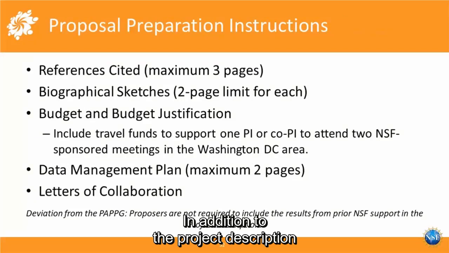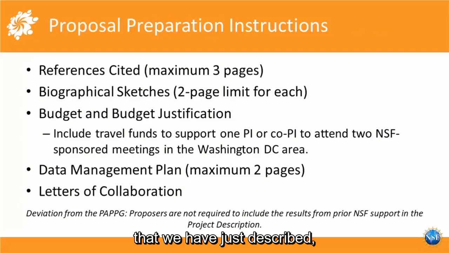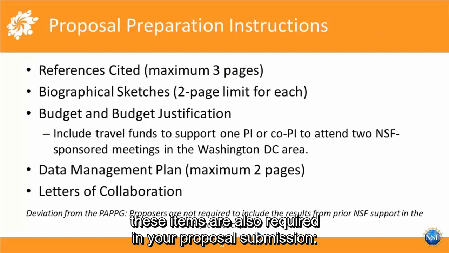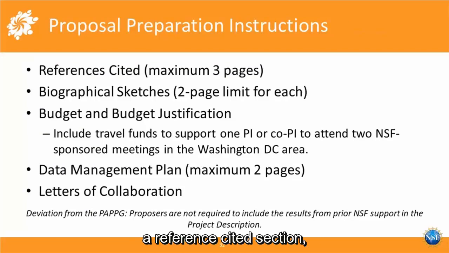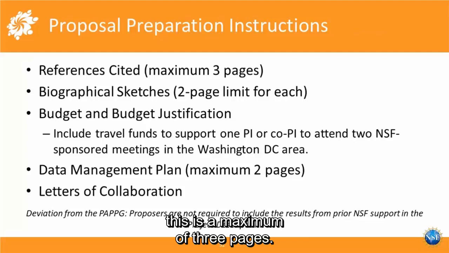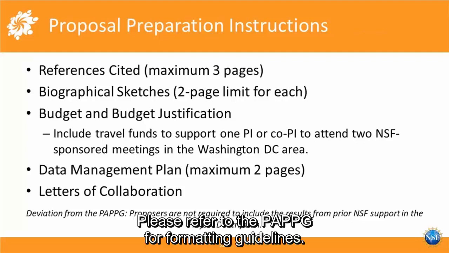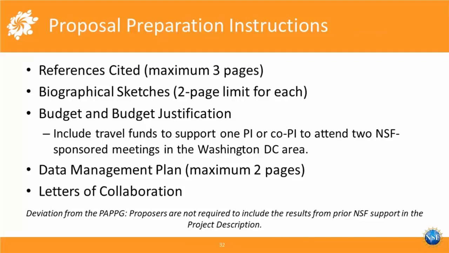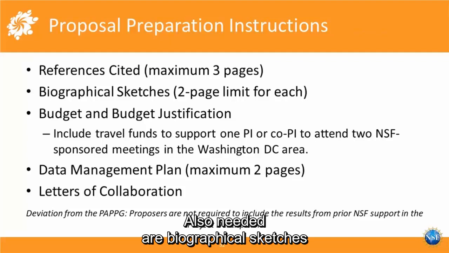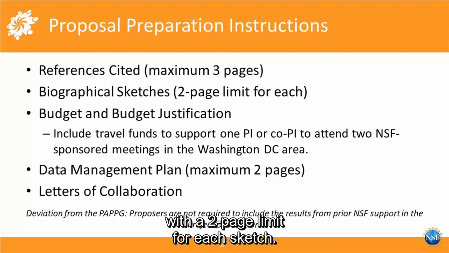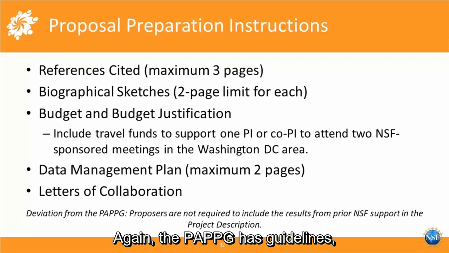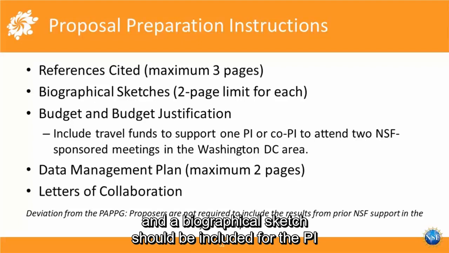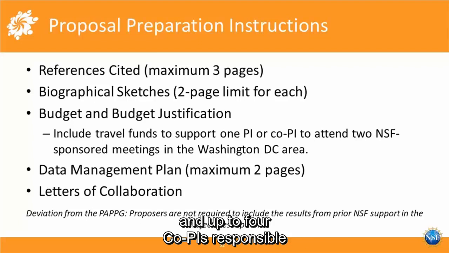In addition to the project description that we have just described, these items are also required in your proposal submission. A reference cited section. This is a maximum of 3 pages. Please refer to the PAPPG for formatting guidelines. Also needed are biographical sketches with a 2-page limit for each sketch. Again, the PAPPG has guidelines, and a biographical sketch should be included for the PI and up to 4 co-PIs responsible for managing the planning grant.